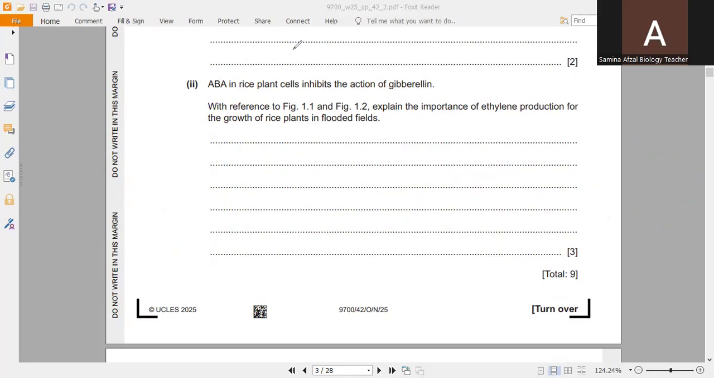So I would like to write some points which will lead to the answer. Ethylene acts as a signal to decrease the concentration of ABA in the cells. And rice plants are submerged in flooded fields. They face low oxygen levels, which triggers the production and accumulation of ethylene gas within the plant tissues. So the prompt states that ABA inhibits the action of gibberellin. The reduction of ABA allows gibberellin to become more active or increases in concentration.